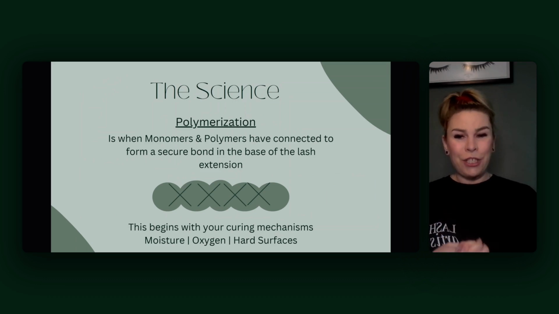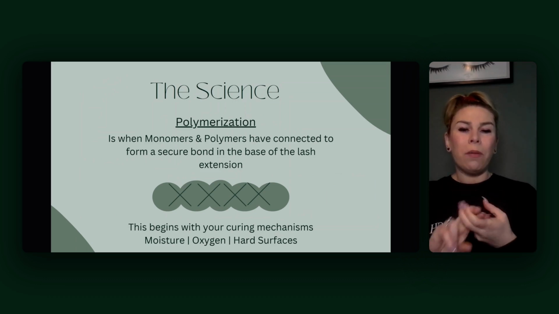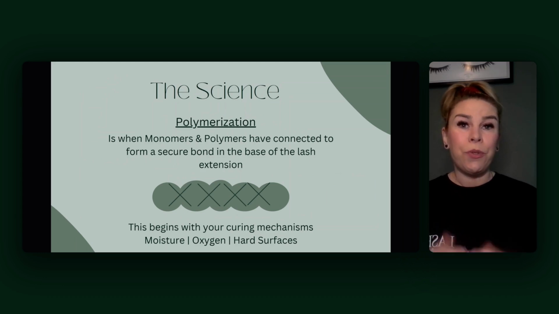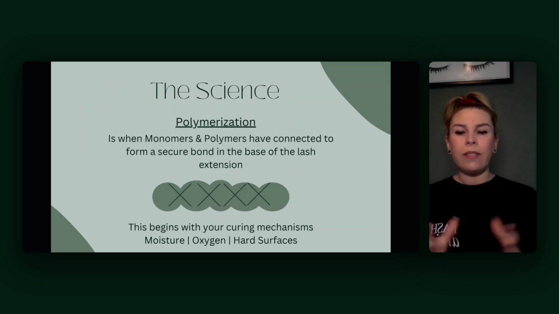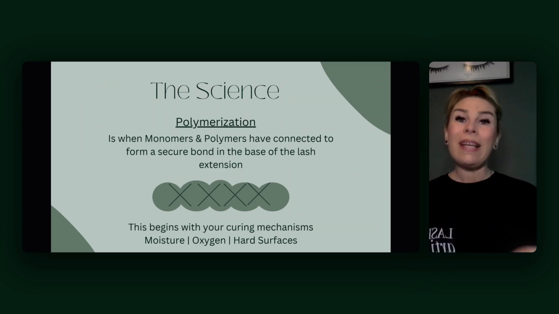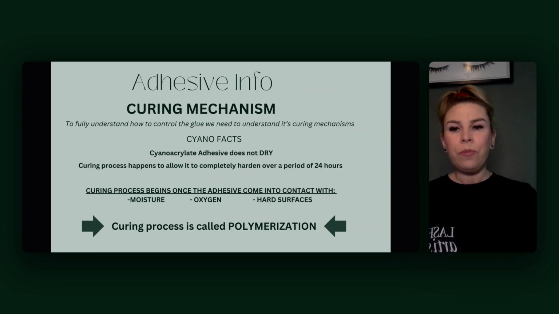So polymerization is when the monomers and polymers have connected to secure the bond in the base of the lash extension. Okay, so this begins when you introduce your curing mechanisms. Okay, so moisture, oxygen, hard surfaces, those are our curing mechanisms for cyanoacrylate.